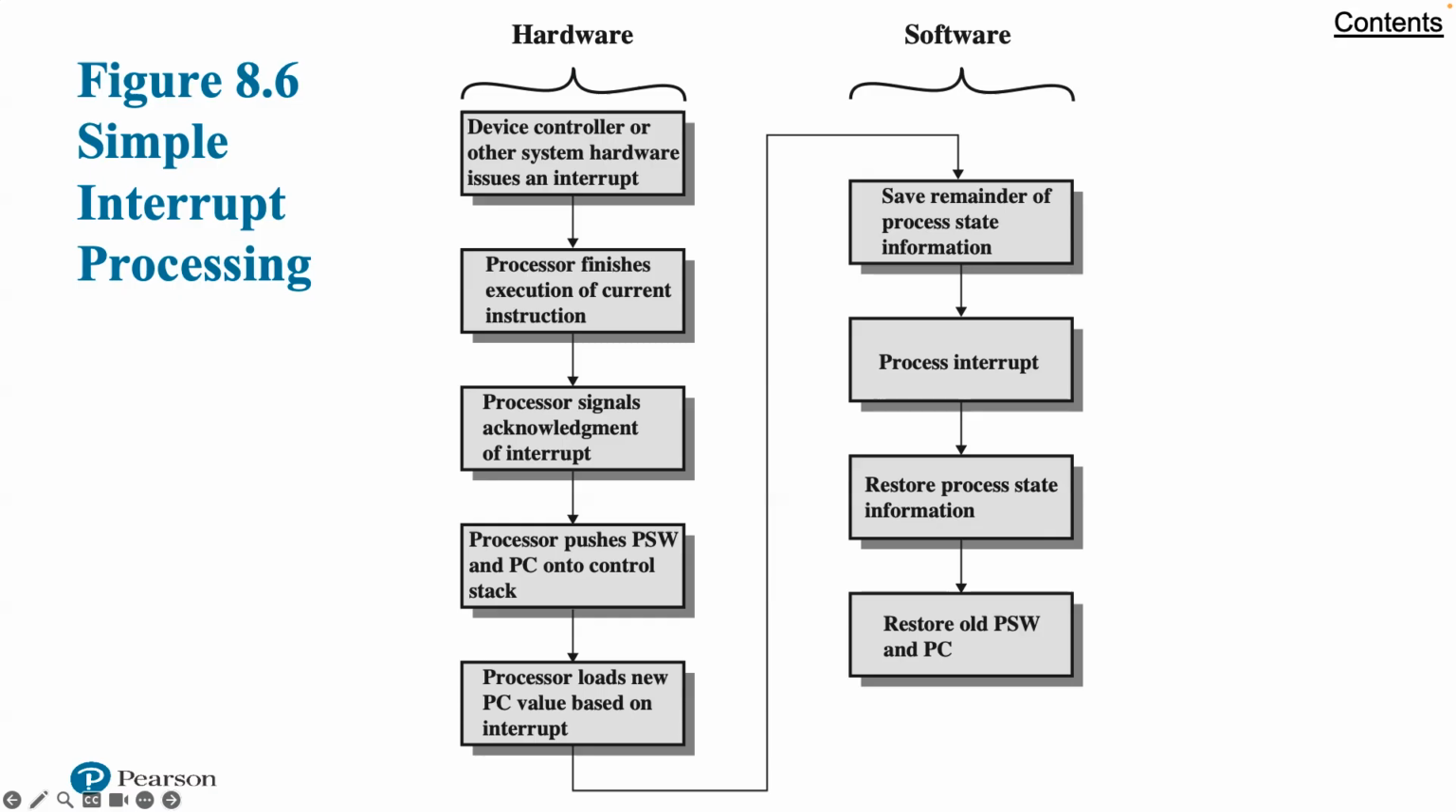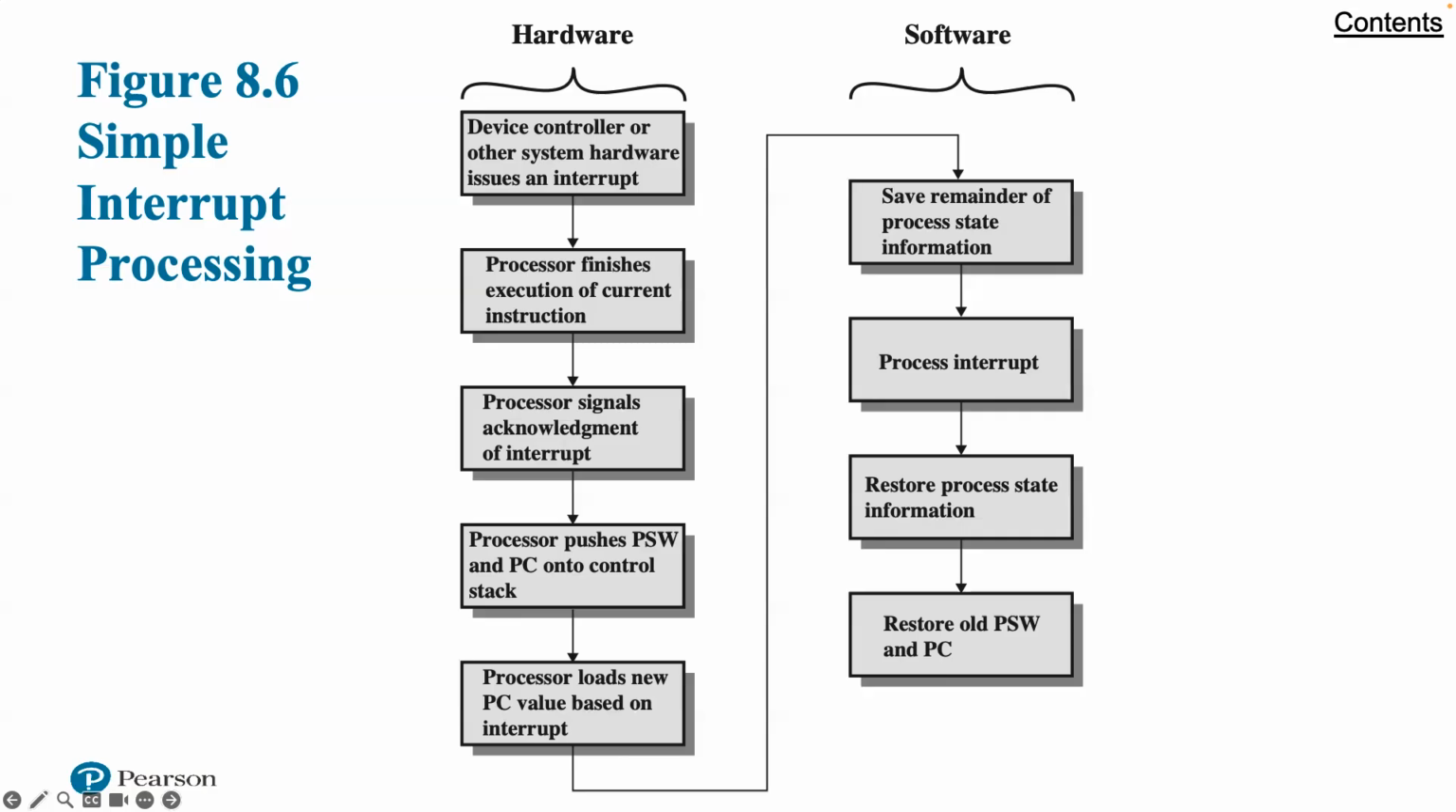1, the device issues an interrupt signal to the processor. 2, the processor finishes execution of the current instruction before responding to the interrupt, as indicated in figure 3.9. Once again, go back to chapter 3 if you want to see that. 3, the processor tests for an interrupt, determines that there is one, and sends an acknowledgement signal to the device that issued the interrupt. The acknowledgement allows the device to remove its interrupt signal.